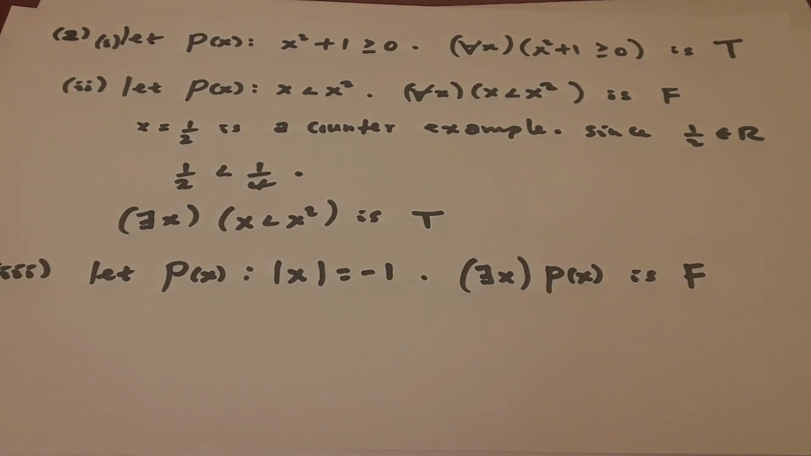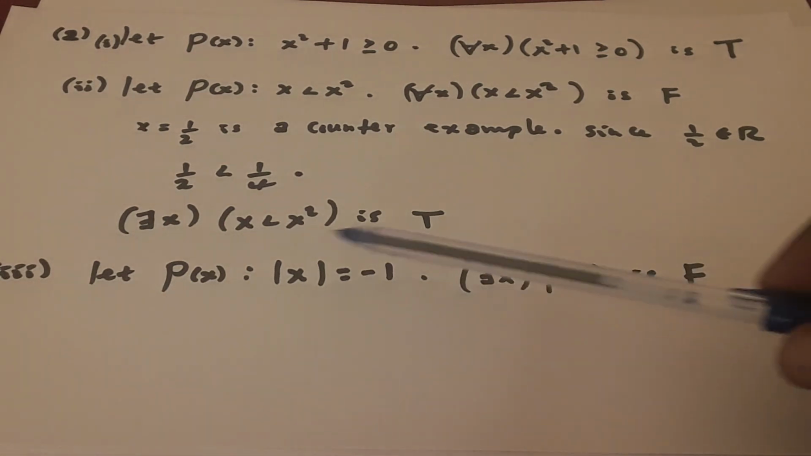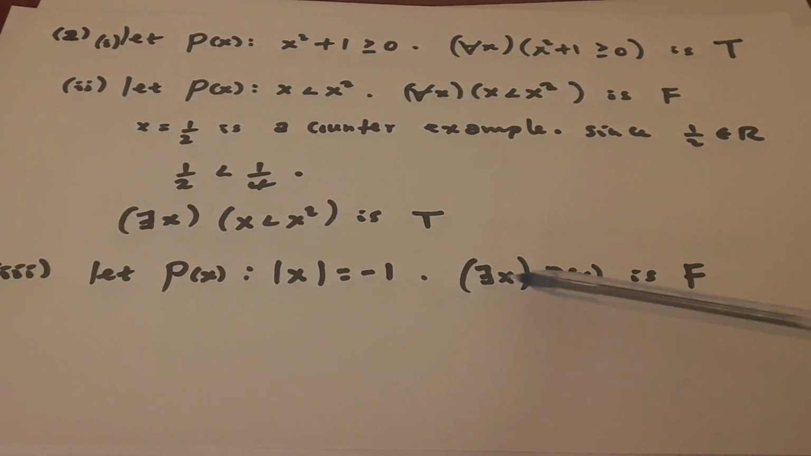Similarly, for the proposition absolute value of x is minus 1, the truth value of for some x, P of x is false, since there is no real number whose absolute value is minus 1. So for some x or for all x, this statement is false.